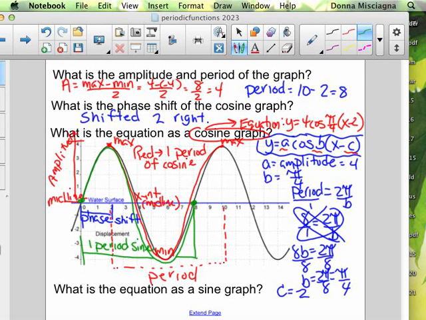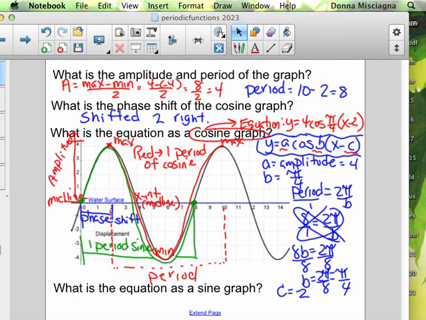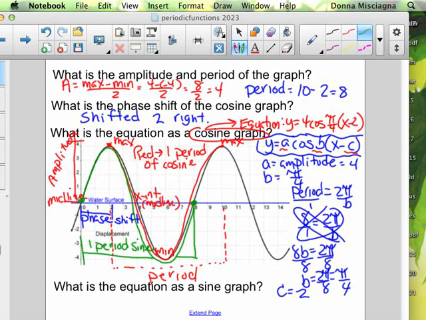What stays the same? The amplitude stays the same, right? The amplitude here is still 4. We have the exact same amplitude, same distance from the midline to the maximum. So the amplitude is still 4. The period stays the same, right? If you notice, the period ends at 8, and we're starting at 0. It's still 8. We have the exact same period as before.